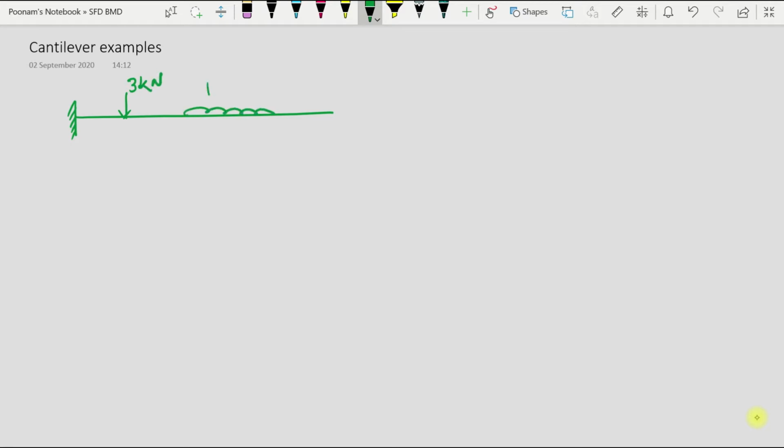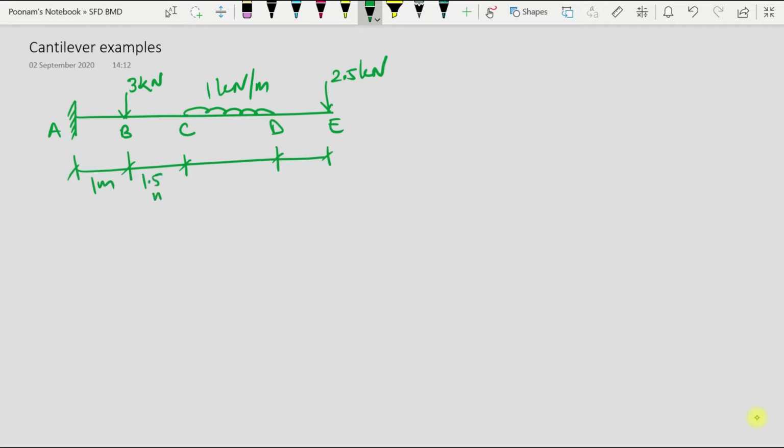and UDL of intensity 1 kN per meter, and then a point load at the free end of magnitude 2.5 kN. The distances are as follows. Span AB is 1 meter long, BC is 1.5 meter long, span CD is 2 meter long, and span DE is 0.5 meter long. First of all, let us apply equation of equilibrium to it to calculate support reactions.